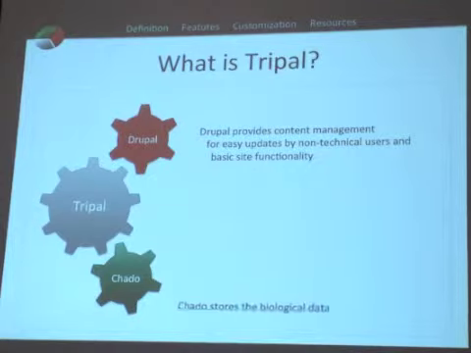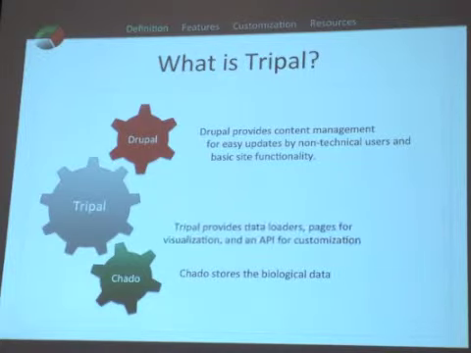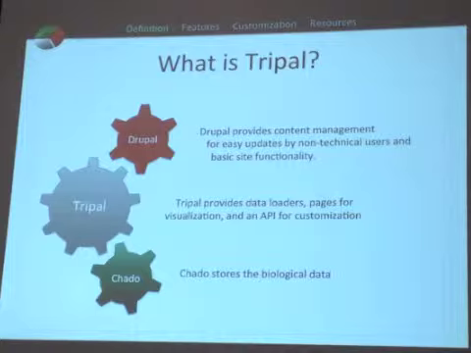It's also built on top of Chado to store all of the biological data. And Tripal is a Drupal module that links all of the data in Chado to Drupal. So it creates pages in Drupal for Chado data. It does not duplicate any Chado data at all, except for the keys to just link the pages to the data in Chado.